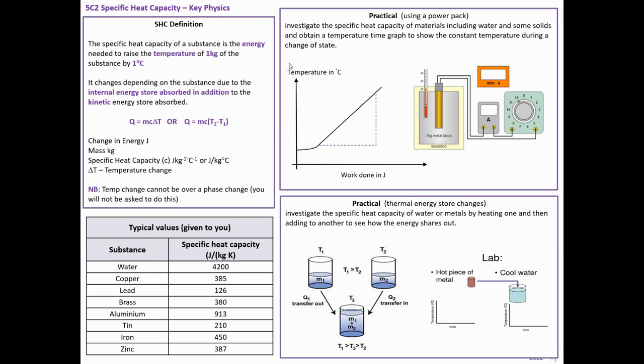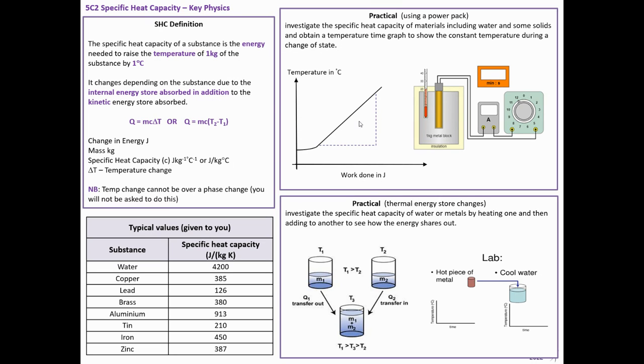Practical wise, we need to know about a practical that uses a power pack. So we've got here a power pack, an ammeter to measure the current, a voltmeter to measure the potential difference, and a timer, so we can do E equals VIT. We can look at the work done heating up a block. Temperature goes up, work goes in. From that, we can work out the specific heat capacity, because the work that's gone in, the energy from the power supply, Q, is mc delta T. You know what m is, and then you can work out c because you know what delta T is from the gradient of the graph, which is pretty cool.